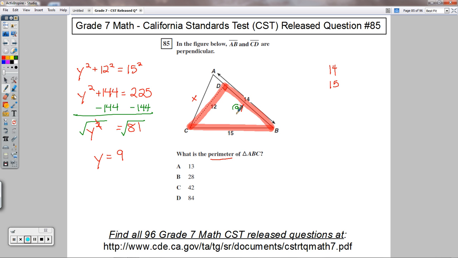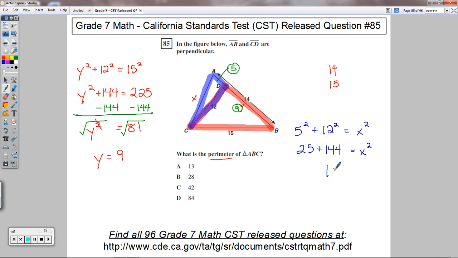If this is 9 and the whole thing's 14, that means this side right here, AD, has to be 5. And so now, let's say I'll do a blue. I'm going to look at the blue triangle. This is 5, this is 12, this is x. So you have leg squared, 5 squared, plus the other leg squared, 12 squared, equals your hypotenuse squared. This is 25, this is 144.